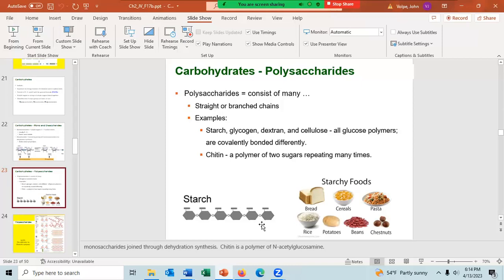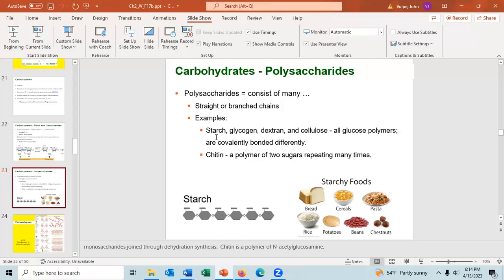Some other examples of carbohydrates are glycogen. That is the way that animals store glucose in our liver and our muscle cells. We store glucose as glycogen. Plants tend to store glucose as starch, and that's why we get cornstarch and potato starch from corn and potatoes, because plants tend to store glucose as starch.